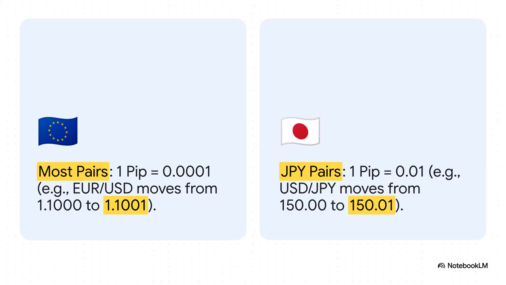Now here's a detail you absolutely have to get right. Where that pip is located depends on the pair. For most major pairs, like the euro-dollar, it's the fourth number after the decimal point. But for anything involving the Japanese yen, it's the second decimal place. This is such a common trip-up for beginners, so really lock that one in.